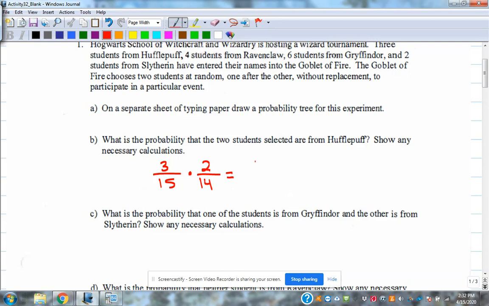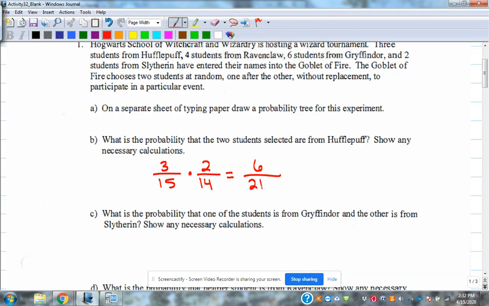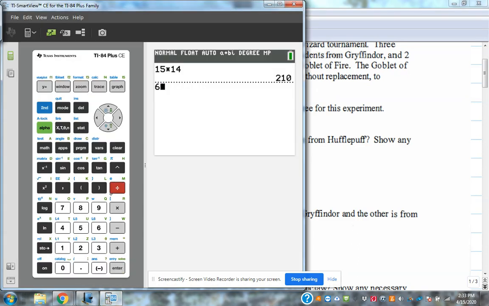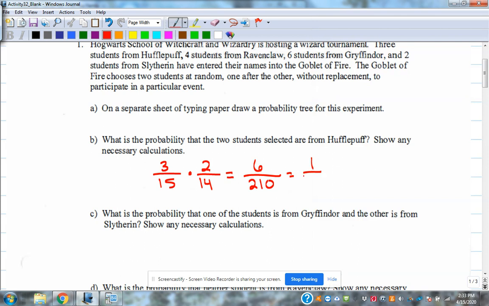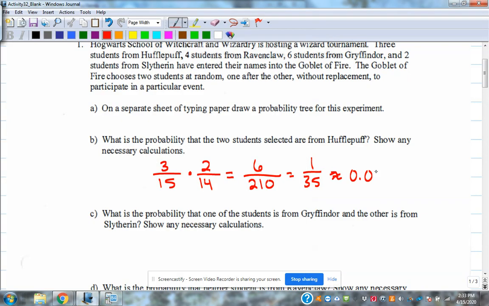So then we multiply. 3 times 2 is 6 over 15 times 14. Let's get a little help with that. Everybody knows the 14's times table: 210. Then we're going to reduce that. 6 over 210 is 1 over 35. To the decimal, 0.029 to 3 decimal places, so we'll go with that.